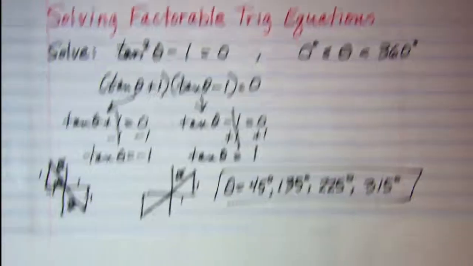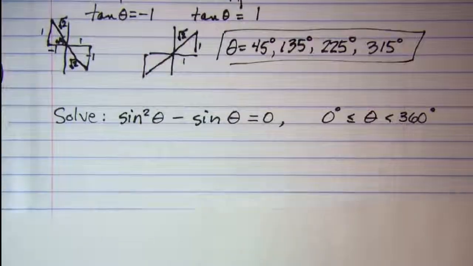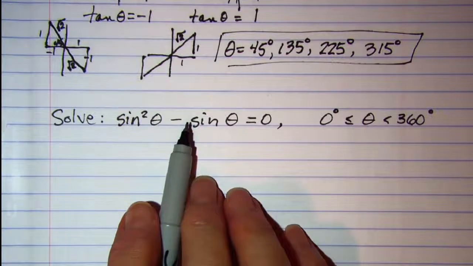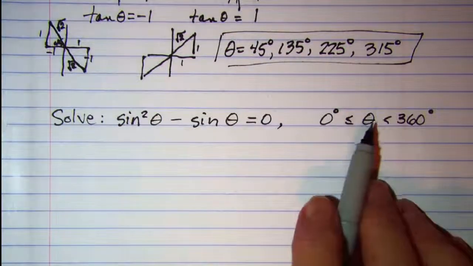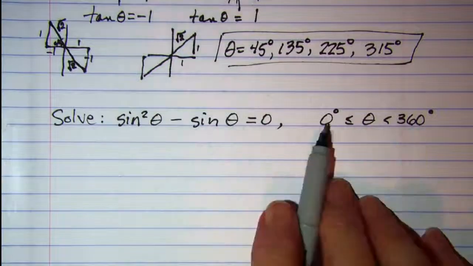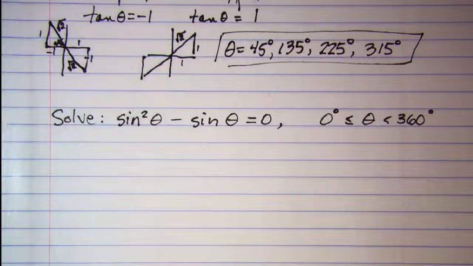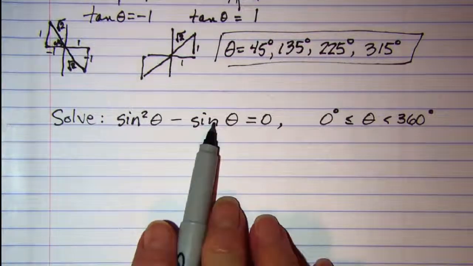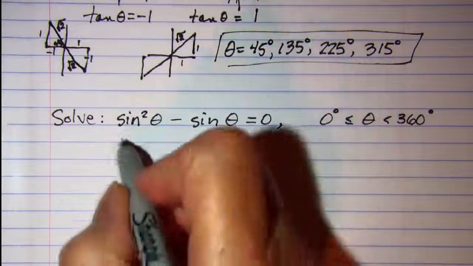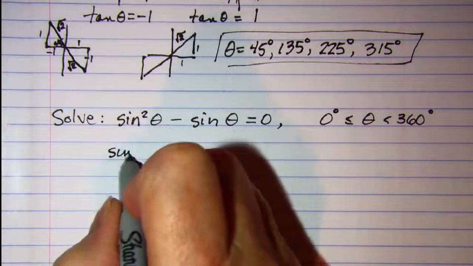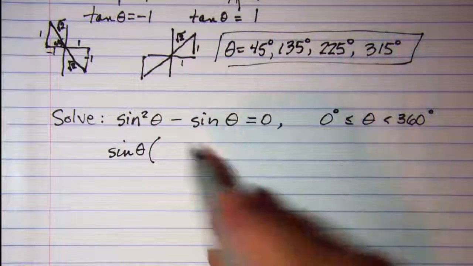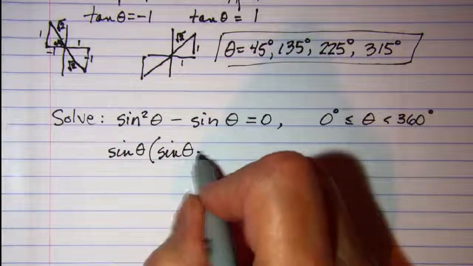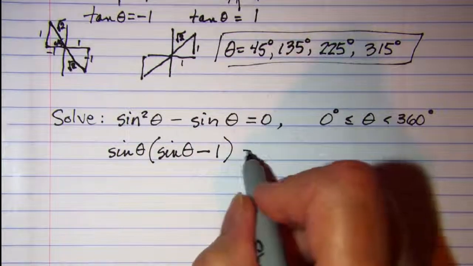Let's do another one. We're asked to solve sine squared theta minus sine theta equals 0, and theta is between 0 and 360, including the 0, but not the 360. Alright, let's solve this by factoring also. We see that we have a sine theta in both terms. We can factor out sine theta, and we'll be left with a sine theta here minus 1 equals 0.